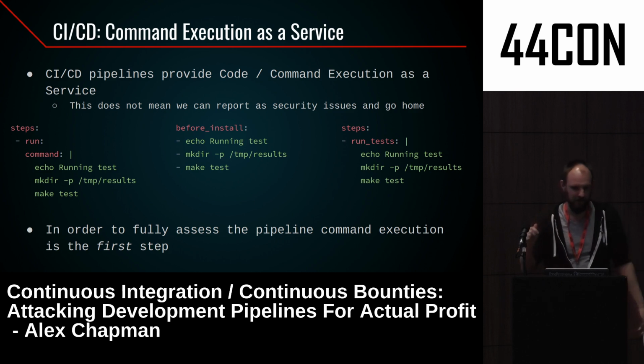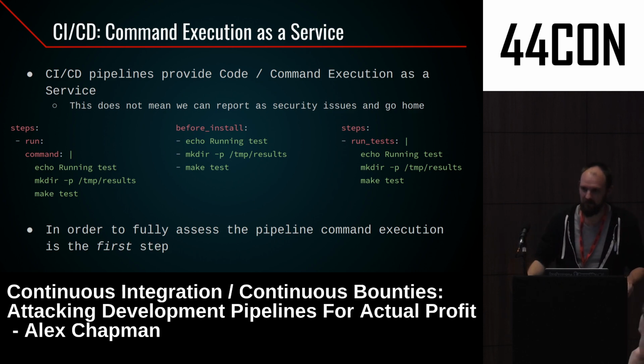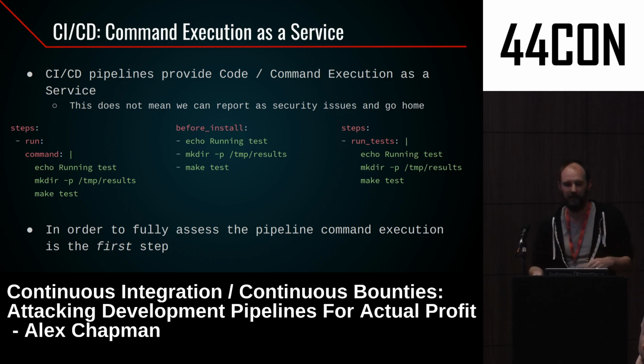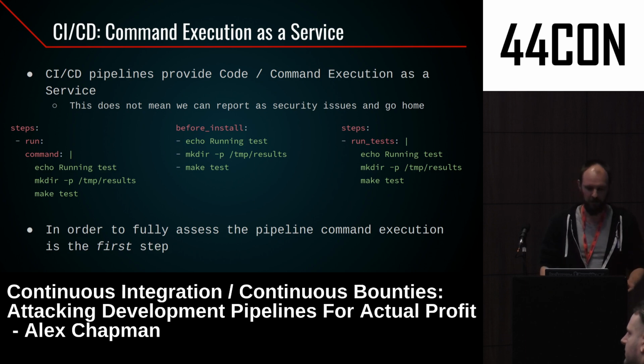These three examples on the screen are from three popular CI/CD pipelines. So Travis CI, Circle CI, and an open source CI/CD pipeline called Screwdriver, all showing that actually in the docs, in the definition, it tells you how to run commands on their servers. But in order to fully assess a CI/CD pipeline, command execution is our first step. We need to be able to run our own commands to then start probing and looking for bugs in the build processes.